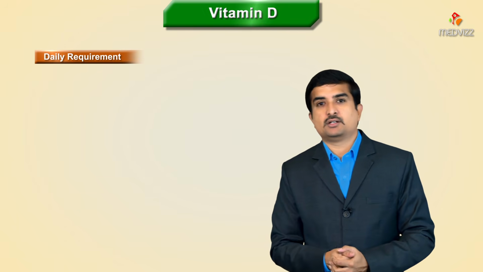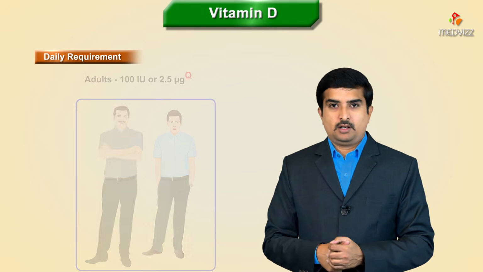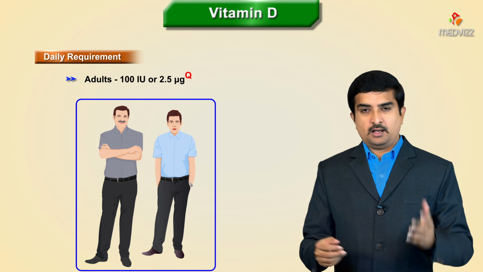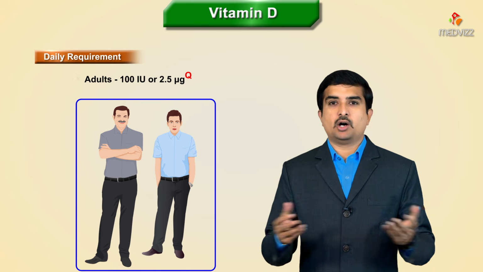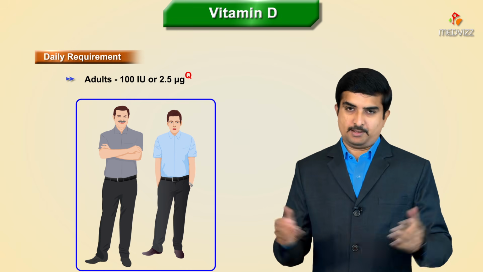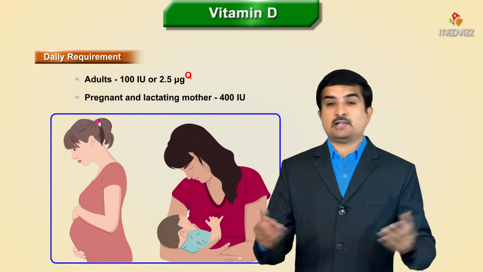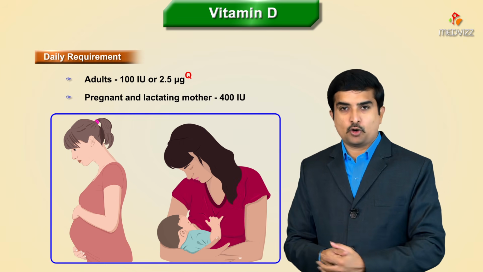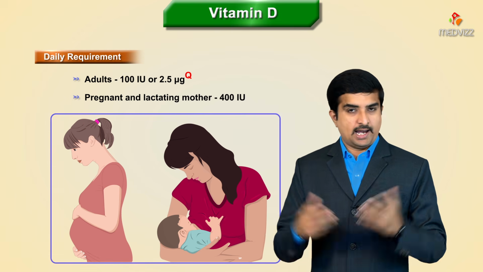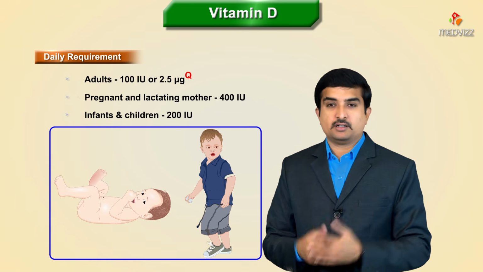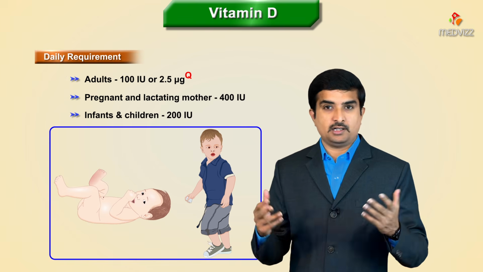And what about the daily requirement? Adults require approximately 100 international units or 2.5 micrograms, whereas pregnant as well as lactating mothers need 400 international units, and infants and children require 200 international units.